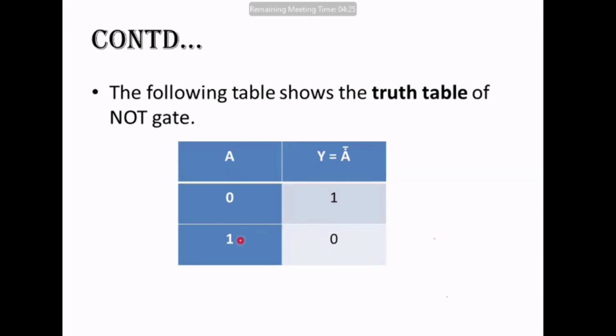When you present 1, the 1 will be inverted and you will get 0 as output. So for logic NOT gate, the output is exactly inverted. 0 if you present, you will get 1. 1 if you present, you will get 0. That's it, right? So this is the truth table of your logic NOT gate.